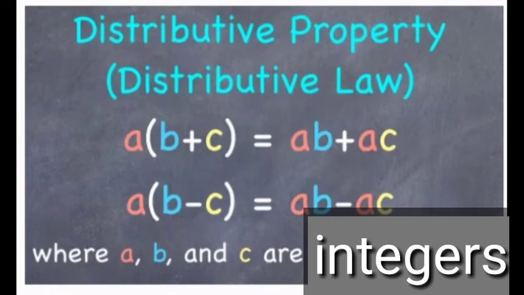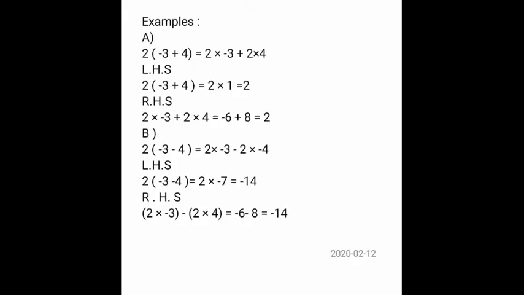A within bracket b plus c equals a multiplied with the first term, ab, plus a multiplied with the second term, ac. Next, we see the formula for the distributive property of multiplication over subtraction. We see a into within bracket b minus c equals a into the first term minus a into the second term, where a, b and c are integers. Next, we see examples.